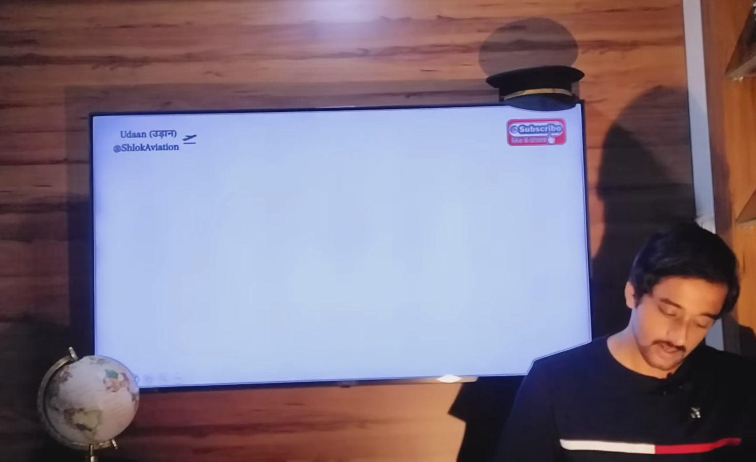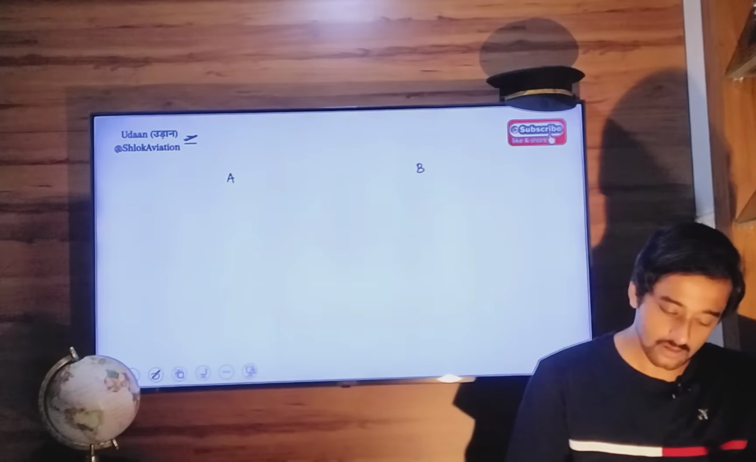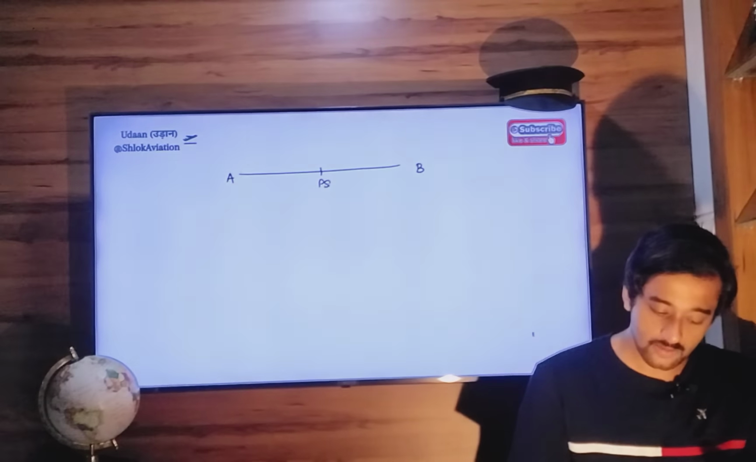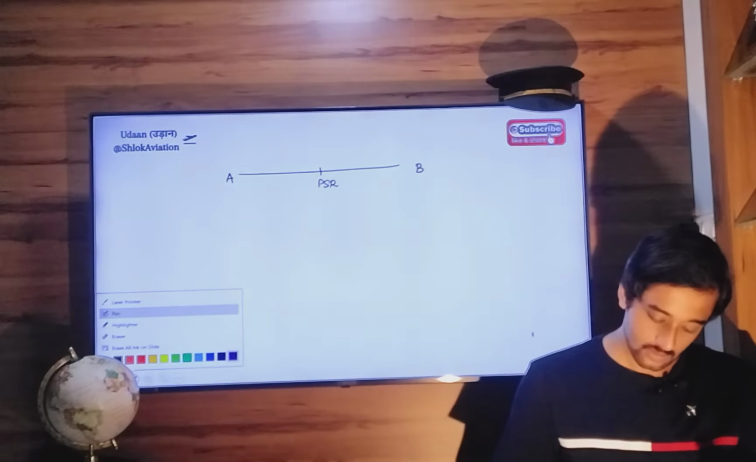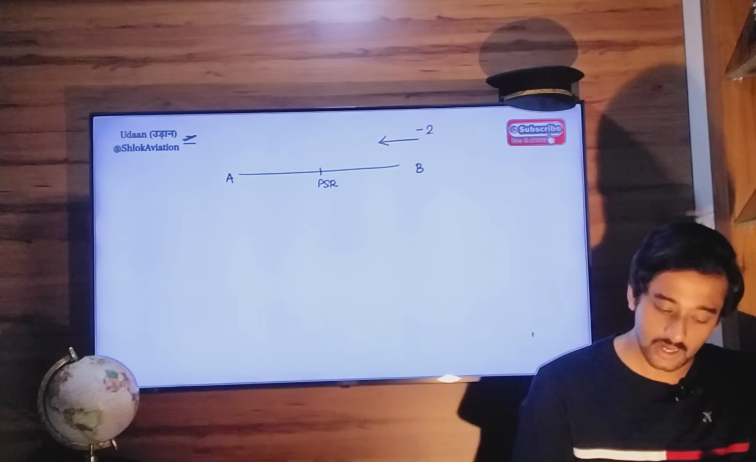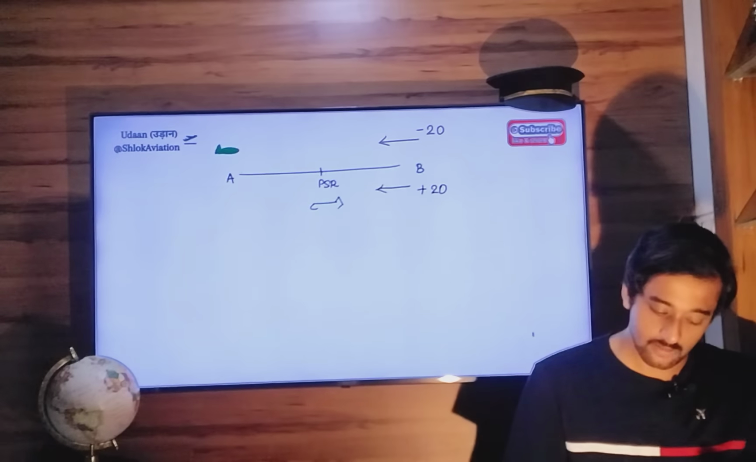What is the time to the point of safe endurance if TAS is 300, endurance 6 hours, winds on the outbound leg 20 knots headwind? So A, B, point of safe return. There is a 20 knot headwind on the outbound leg. On the return leg, it will be a plus 20 knot tailwind. Point A and the aircraft at point of safe return.